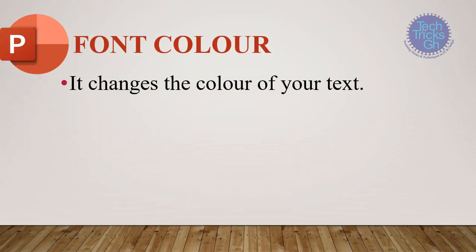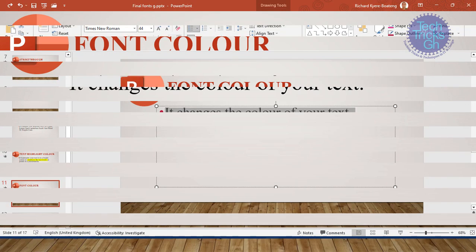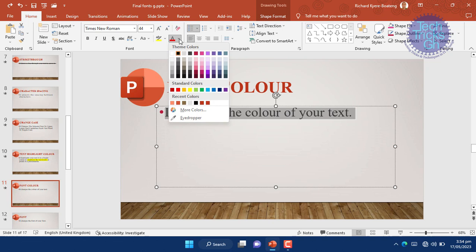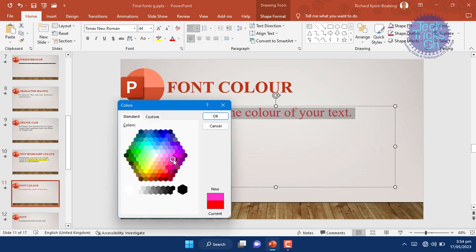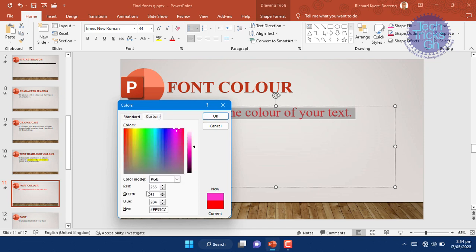Font color changes the color of your text. To use this command, select or highlight your text. You can click the drop-down list under the font color command. You can choose from the colors available or choose more and select your preferred color from the standard color or customize it if you have the RGB code.